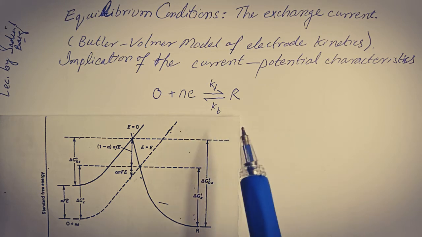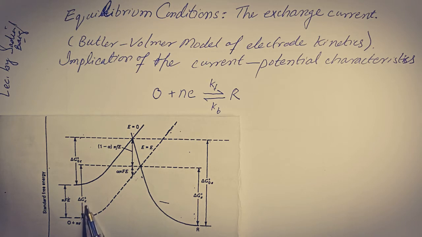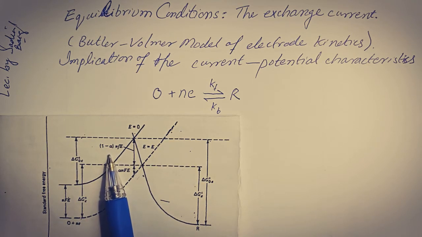The current potential characteristic was derived using the transition state theory, in which we have derived expressions for the exponential terms of the free energy by incorporating the transfer coefficient, and we have derived the expression giving the standard rate constant. So let's see what the expression was.